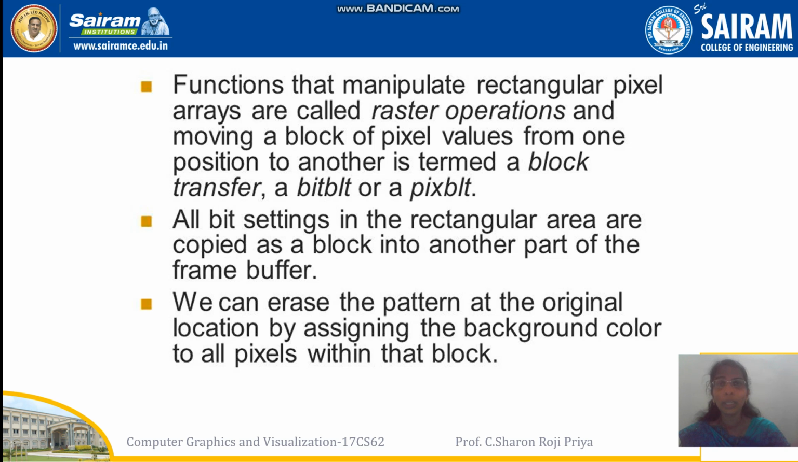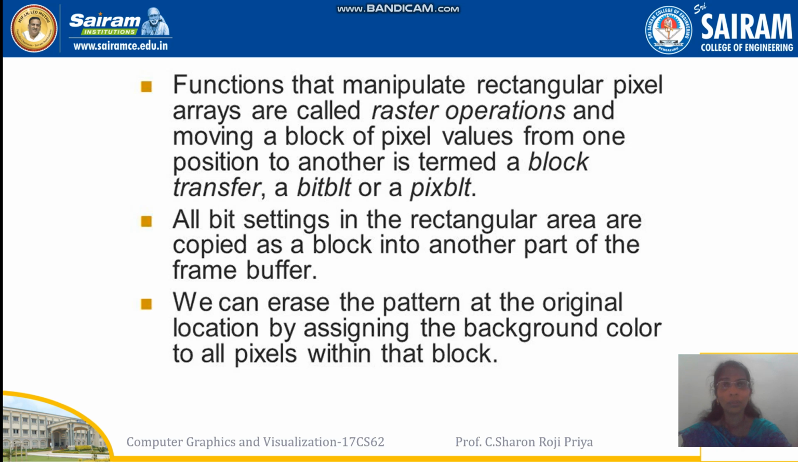And why I go for this raster method is to bypass some of the transformations. Raster methods are nothing but functions that can directly manipulate the arrays stored inside my frame buffer. The raster methods or raster operations are the functions that directly manipulate the array stored inside my frame buffer. This raster method is used to bypass the transformations. That is, I can achieve the transformations by using these raster methods.